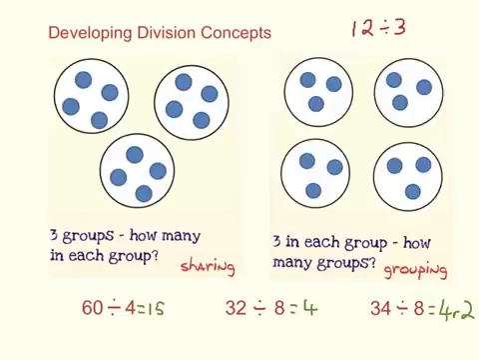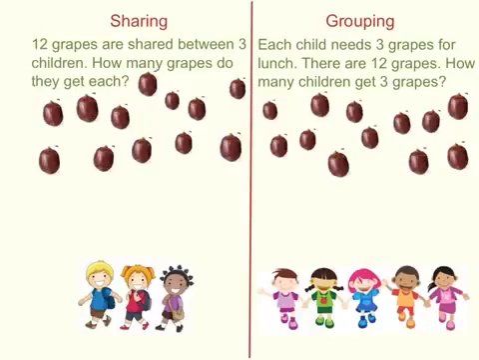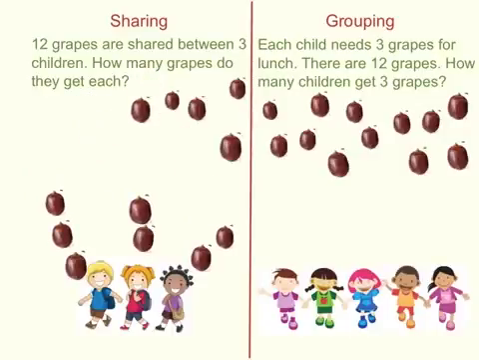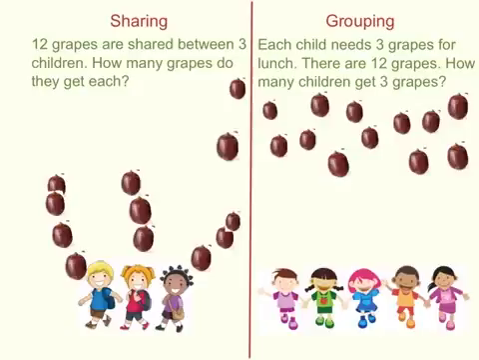Now, children's early maths experiences need to prepare them for using both methods to answer questions later. So early contexts for division need to be in the form of sharing and grouping. Let's have a look at the first example. 12 grapes are shared between 3 children. How many grapes do they get each? Well, the number of children is fixed at 3, and then we share the groups and we'll find the answer when we see how many in each group, 4.